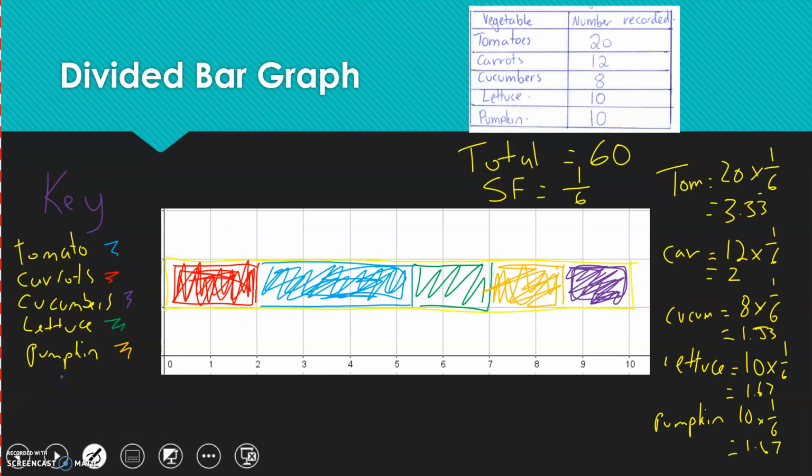Now the final thing that you need on this one is obviously a title. So you would go vegetables picked. And that's your divided bar graph.